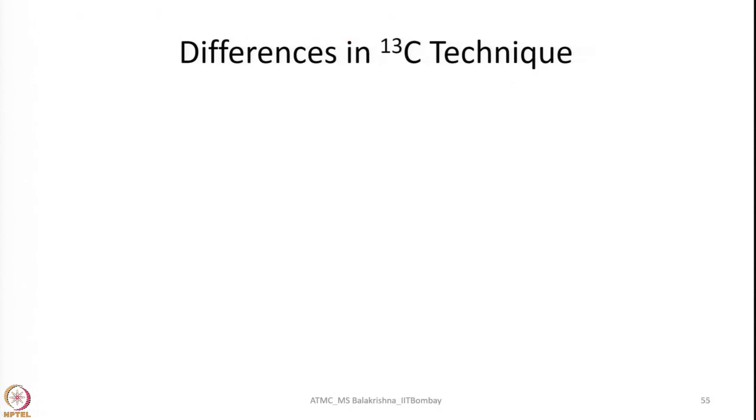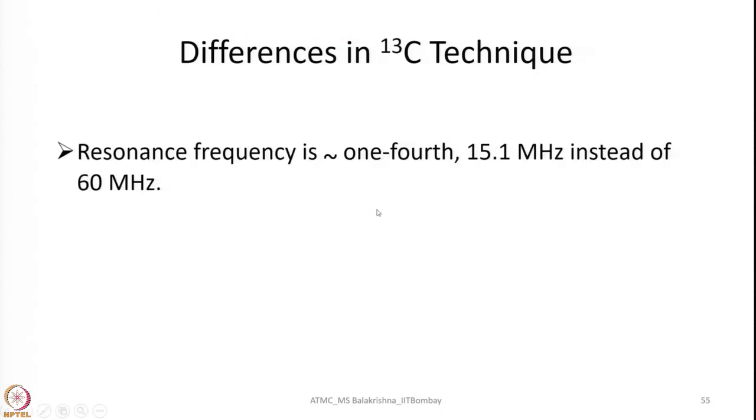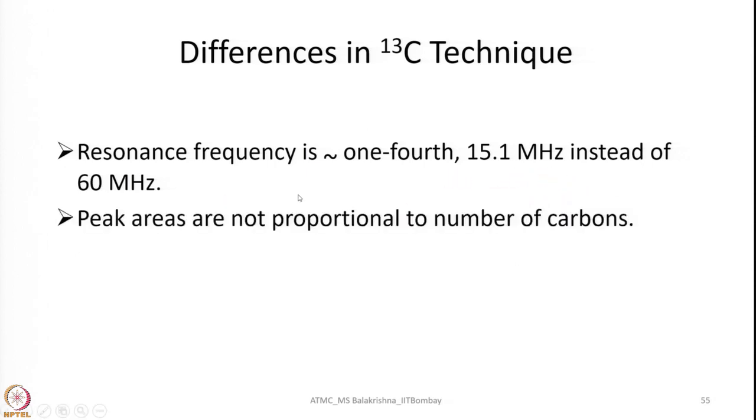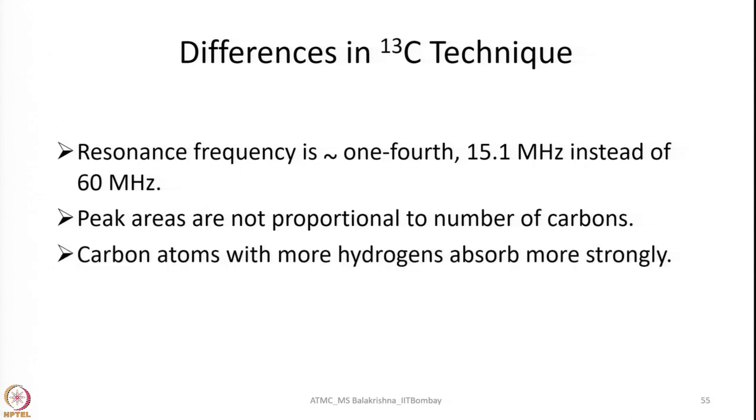So, differences in the 13C technique. The resonance frequency, as I mentioned, is 1/4, or 15.1 megahertz instead of 60 megahertz. And then peak areas are not proportional to the number of carbons, and carbon atoms with more hydrogen atoms are observed more strongly. That means it is very difficult to see the signal due to a quaternary carbon. If a carbon has hydrogen, the possibility of seeing a strong signal is more.